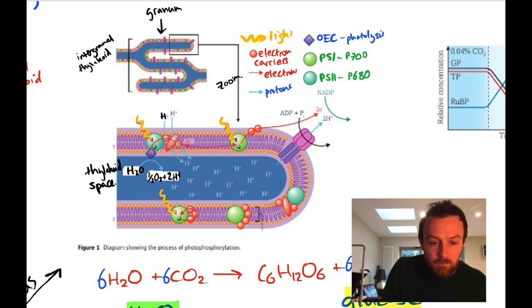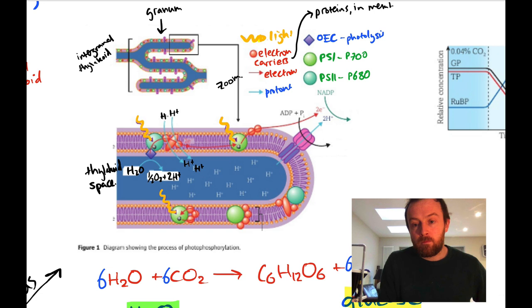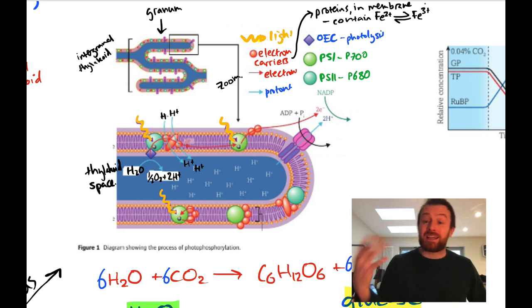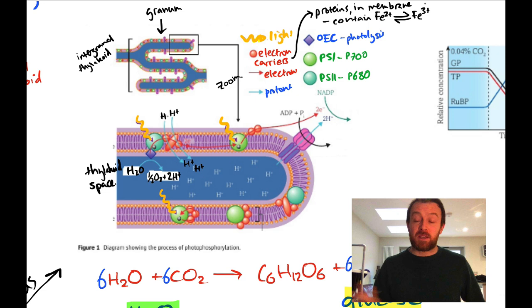So we've got hydrogen ions that are pumped into the intermembrane space by the action of the electron carriers. Just wanted to add a little bit more about electron carriers. They are generally proteins in the membrane, and they often contain iron, Fe2+, because Fe2+ can be converted backwards and forwards to Fe3+. So the proteins can accept electrons, being reduced to Fe2+, and then can give them back again, being oxidized to Fe3+, which means they can pass on the electrons.